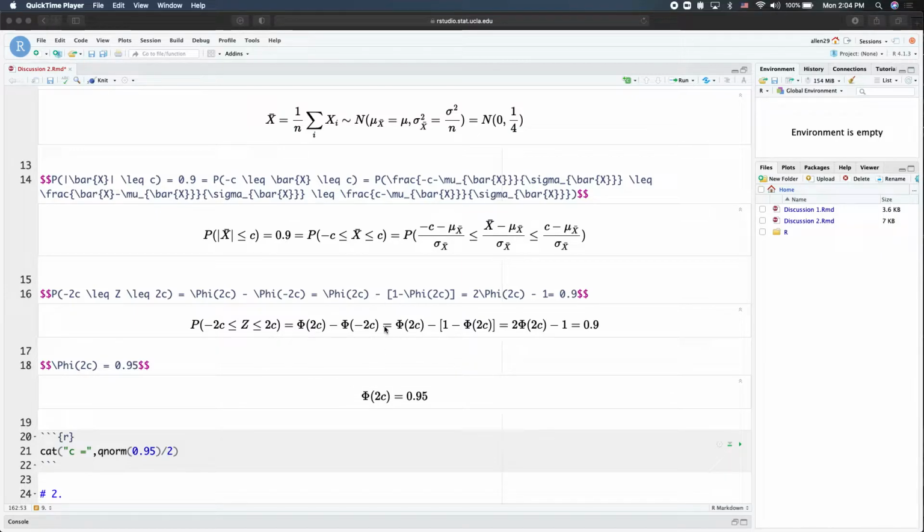From here, we can use the CDF for a standard normal, and then we reduce to this expression: the CDF of 2c is equal to 0.95, and then find the value for c. You can start from there, converting from probability to quantile, and then from the quantile solve for c. Any questions or comments?